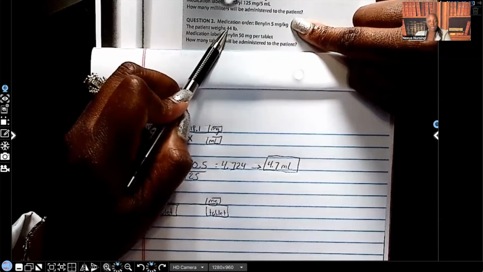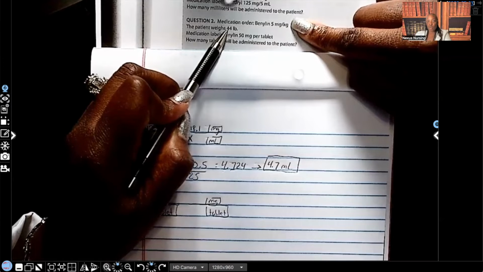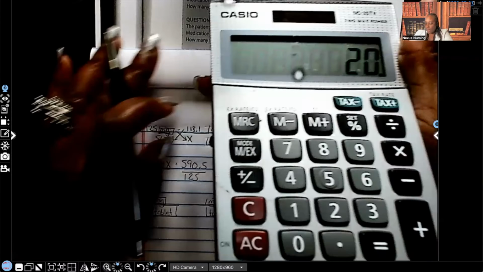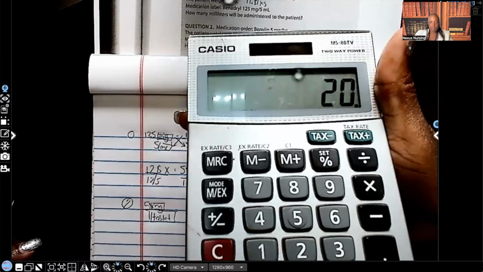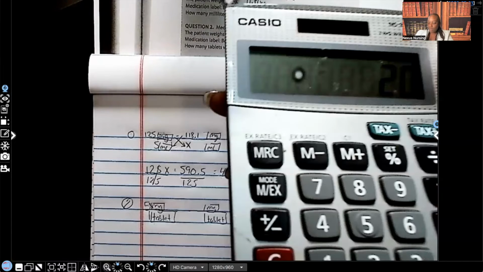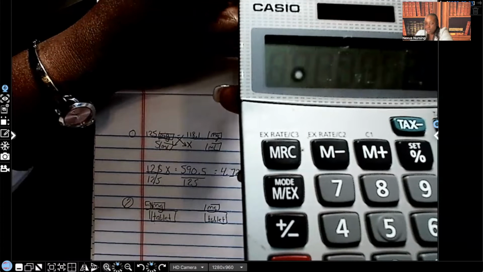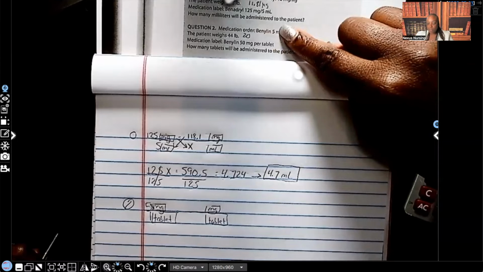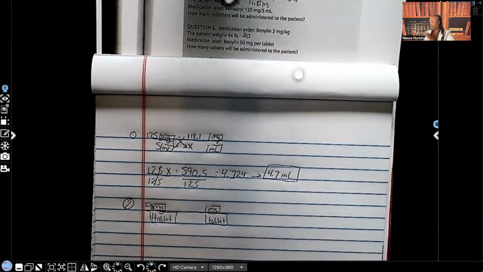Remember, to turn pounds to kilograms, we divide by what? 2.2. So let's do 44 divided by 2.2, and that gives us 20. So I'm going to write it. I'll spoil you. Okay, I'll write it. So that's 20 kilograms. I wrote it right here, 20 kilograms. Now that we know how many kilograms it is, now we can multiply our 20 times our 5. 20 times 5, that gives us 100.